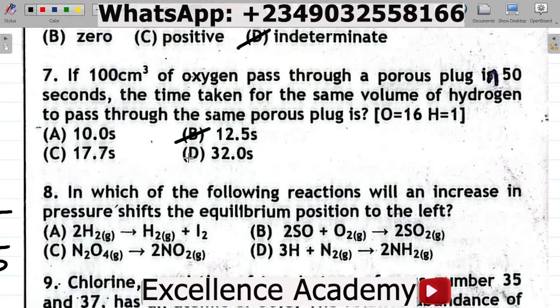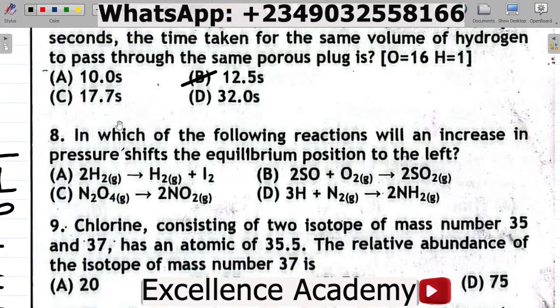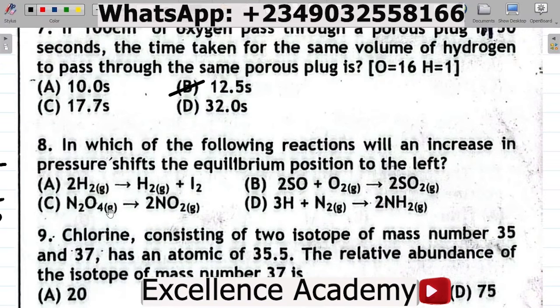So we have this. All right. Question number 8. Question 8 says, in which of the following reactions will an increase in pressure shift the equilibrium position to the left? All right. Now, to answer this question, let's recall what we said earlier. We said earlier that an increase in pressure will tend to shift the equilibrium to the side with the least number of moles or volume, and vice versa.